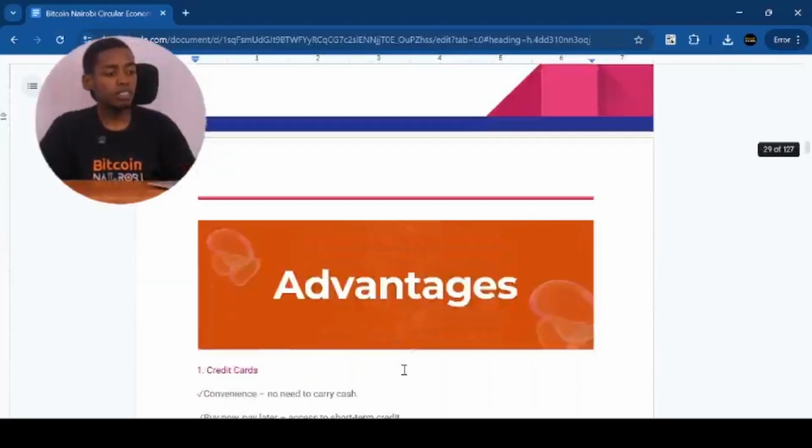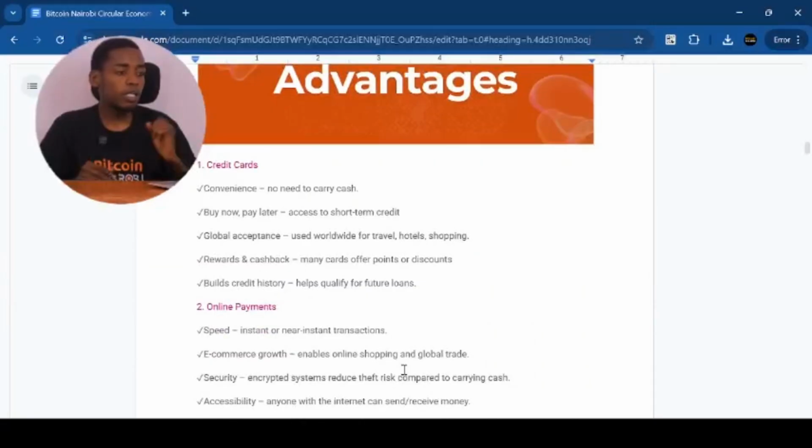So what are the benefits of digital money? We can start with credit cards. What are the benefits of credit cards? Number 1, they are convenient. There is no need to carry cash around. You can buy now and pay later with a credit card. You can access short-term credit, and also it's globally accepted. It's used worldwide for travel, hotels, and shopping.